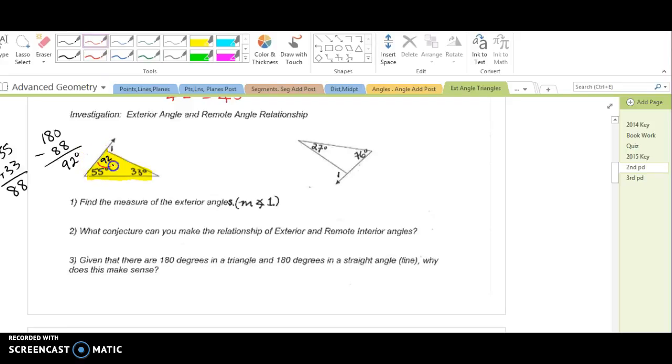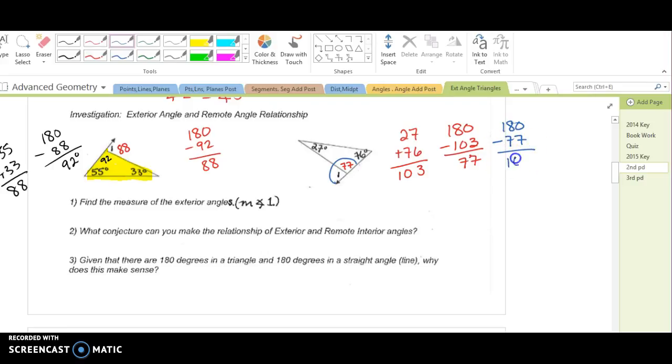And then that angle and angle 1 are a linear pair. So 180 minus 92 is 88. So angle 1 would be 88 degrees. Okay, let's come over here and do this second triangle. We have 27 plus 76. It's going to be 103 for those two angles added together. So 180 minus 103 gives me 77 degrees for this angle right here, the third angle of my triangle. And I can use a linear pair. 180 minus that 77 degrees is going to be 103. So angle 1 will be 103 degrees.